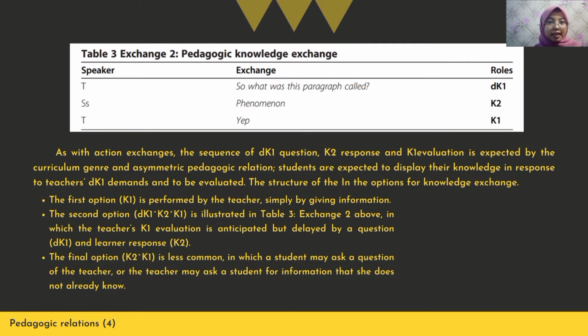Students are expected to display their knowledge in response to teachers' DK1 demands and to be evaluated. Here are some structure options for knowledge exchange. The first option, K1, is performed by the teacher simply by giving information. And then the second option is DK1, and then K2, and then K1, illustrated in Table 3, Exchange 2 above, in which the teacher's K1 evaluation is anticipated by delayed K1 questions or DK1 and learner response or K2.